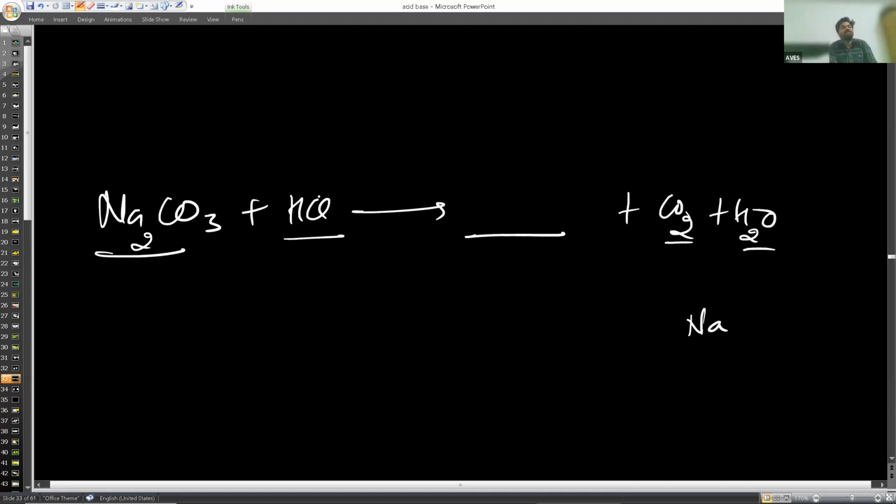And from the acid, remove the hydrogen. Then which group is there? Only chloride. Now make the formula of the compound according to that priority. So NaCl will be there; NaCl salt will be formed.